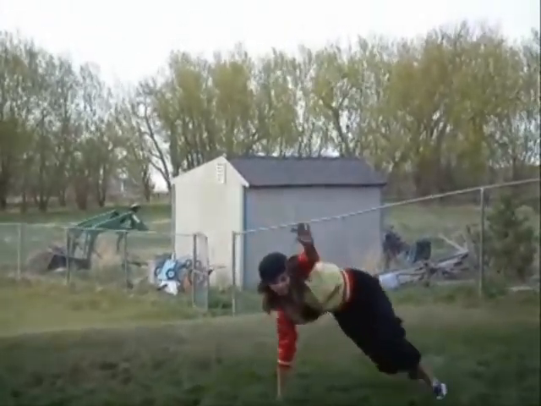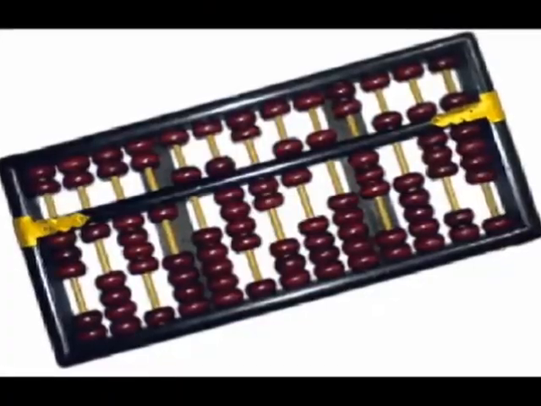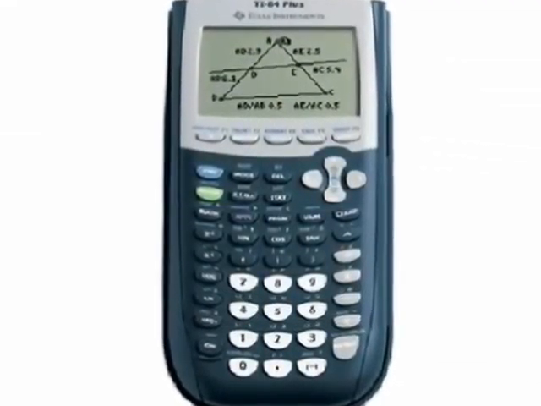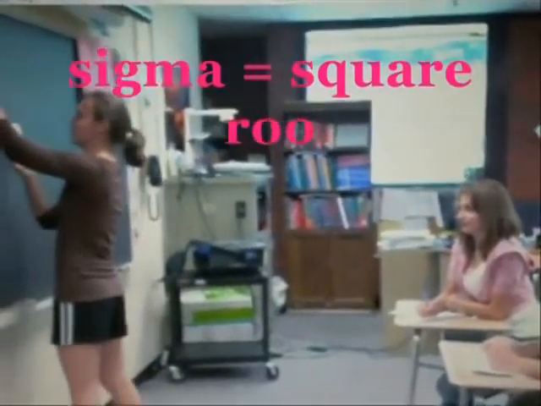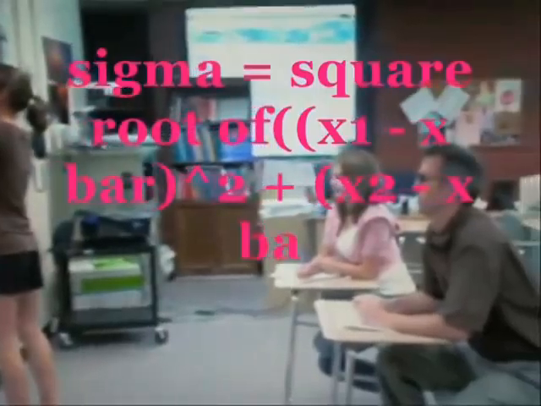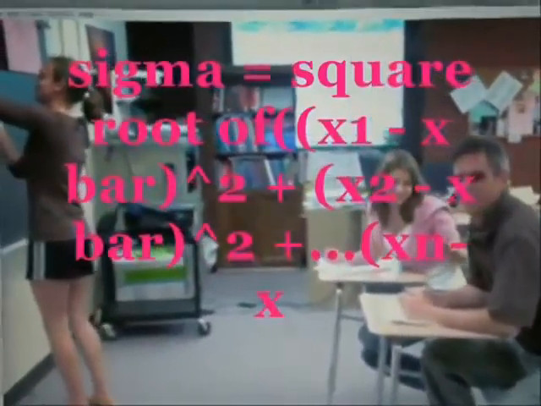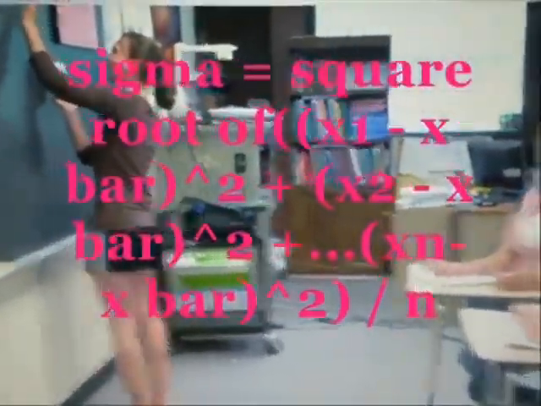Define your data's variability. Standard deviation is the key. It's hard if you don't have a TI-84. Then you have to work a lot more. Sigma equals square root of x1 minus x bar squared plus x2 minus x bar squared plus dot dot dot xn minus x bar squared all over n.